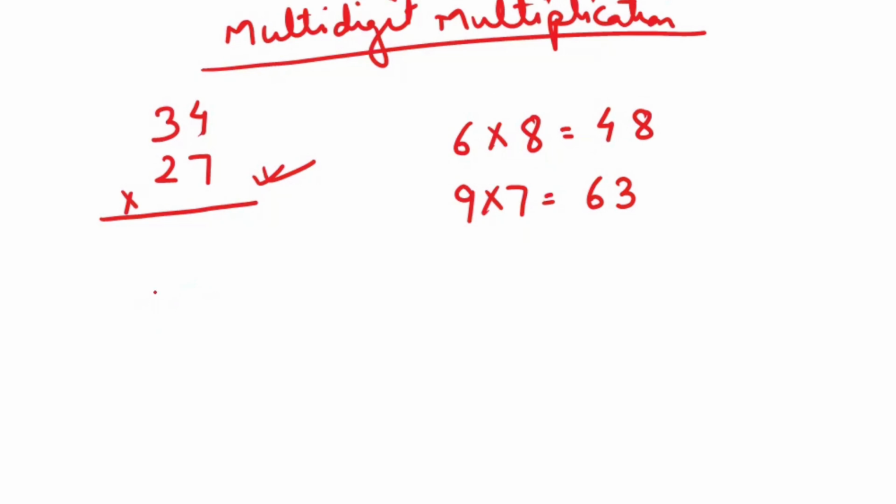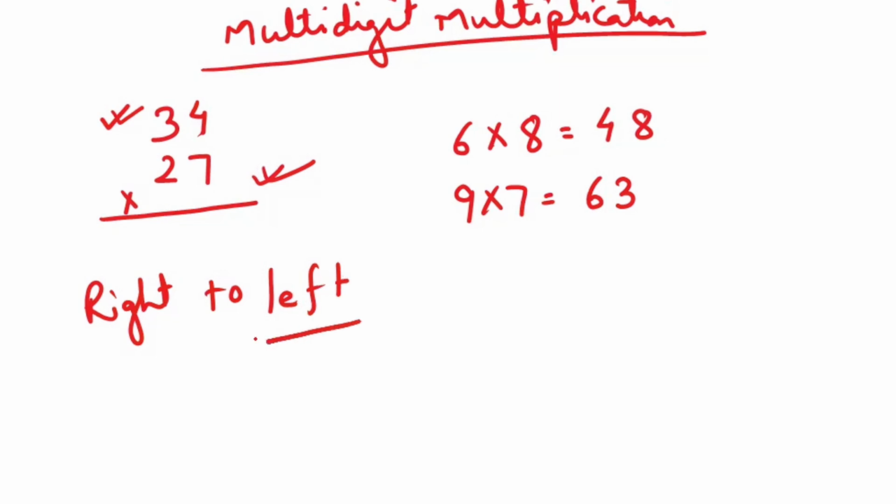So now let's level up. We have to do multi-digit multiplication. When we do the multiplication, we multiply from right to left. We have to start from the right side and go towards the left side. So what is the first step we have to do?